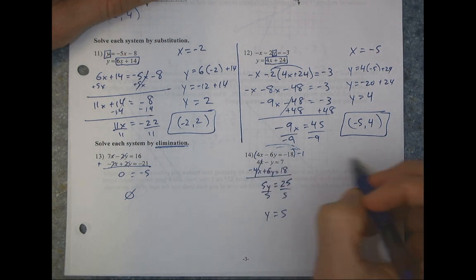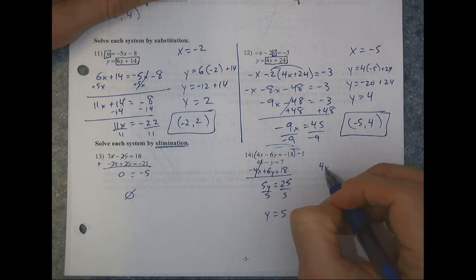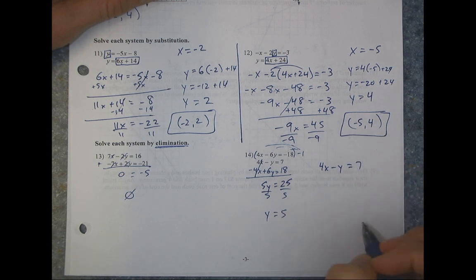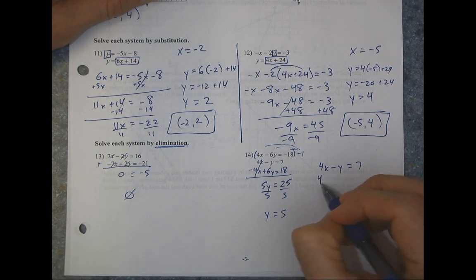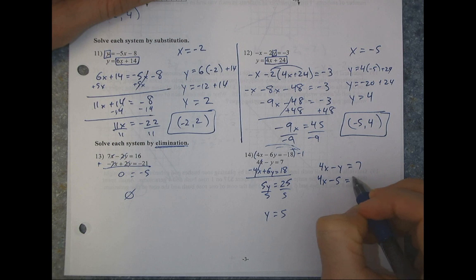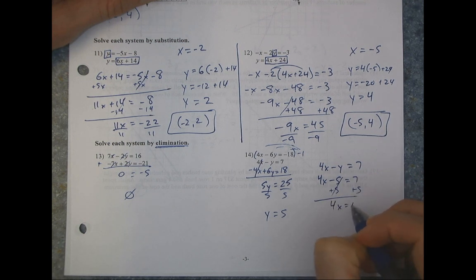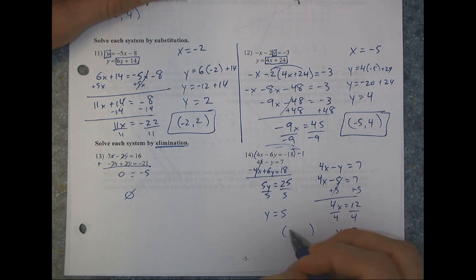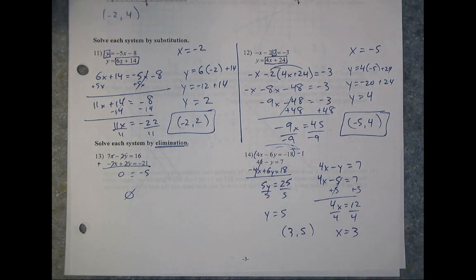So I'm going to go ahead and plug into one of these. I'm going to choose this one, substituting in for y. So solve it, add 5 to both sides. So 4x equals 12. Divide by 4, and x equals 3. Final answer as an ordered pair is 3, 5.